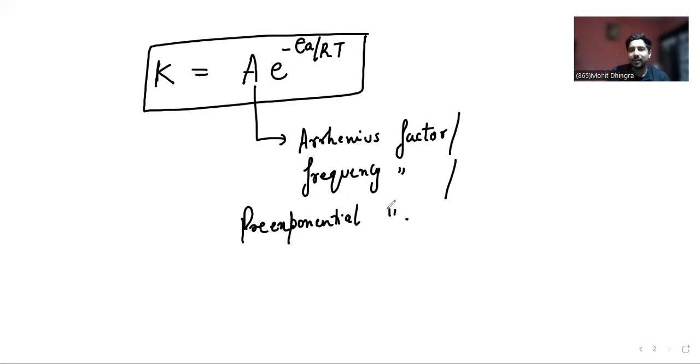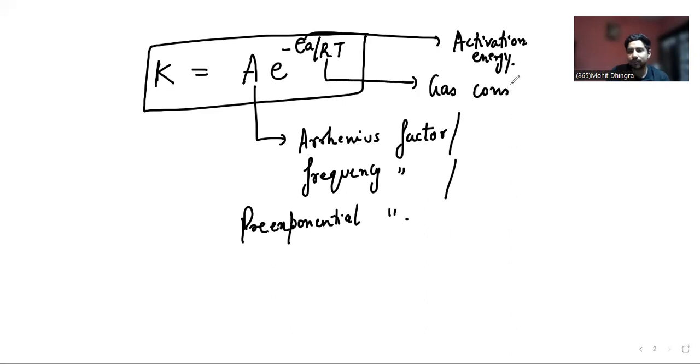And this Ea is the activation energy. We have already discussed in our previous videos what activation energy is. Activation energy is the energy which is required to start any chemical reaction. R over here is the gas constant, and T is the temperature at which this reaction is happening. By that we will calculate this k, the rate constant.